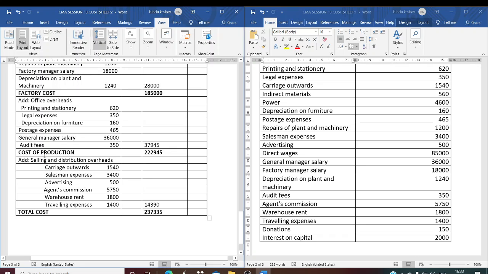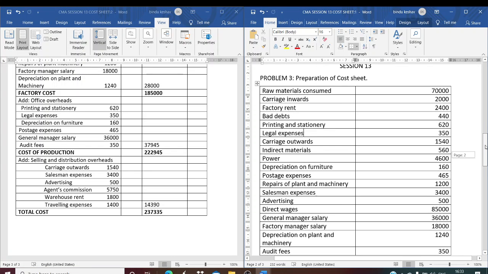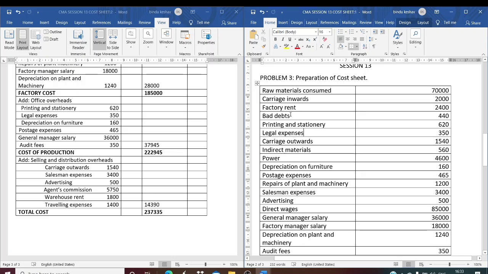Now, if we have the opening and closing stock of finished goods, we will adjust that: add opening stock of finished goods less closing stock of finished goods. In this case, it's not there. Now we are going to add selling and distribution overheads. So again, we come back to the question and look into all the items. You can see here carriage outwards, that is the expense incurred in taking these goods out of our factory, which is a part of selling and distribution overheads.